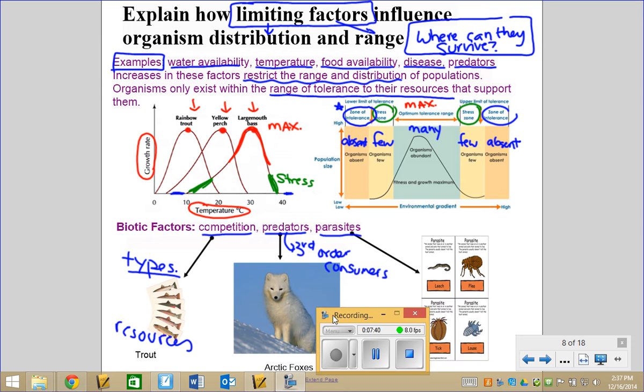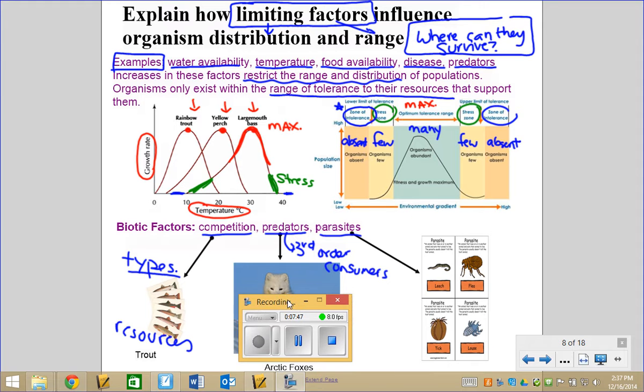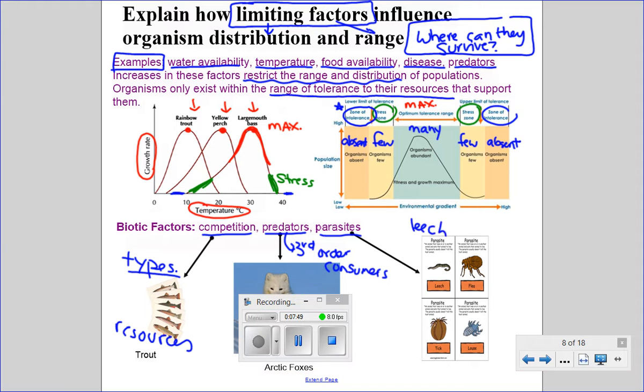And then we did mention parasites the other day. I just wanted to make sure you had a few examples of what they are. In my example here, there is a leech, a flea, a tick, and a louse. These are all organisms that require a host. They need to take energy from some other organism in order for them to survive.